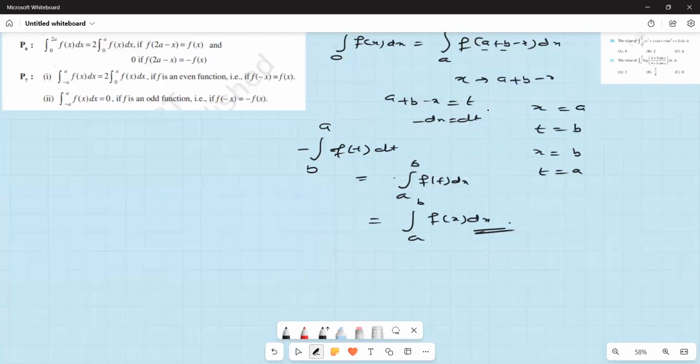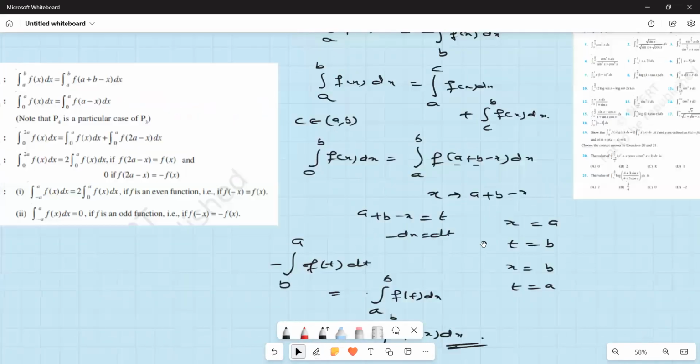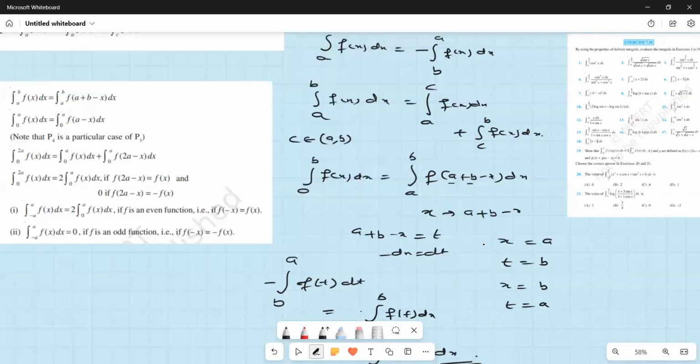Why am I telling you? Because once in the board exam it has come, and the question was to prove this, hence use this to prove. So that's why I am telling you this. Again, listen to this. What is the property? Lower limit a to upper limit b of f(x) dx is equal to the integral from a to b, taking lower limit plus upper limit minus x, dx. You can use this property. I will let you know when to use this.